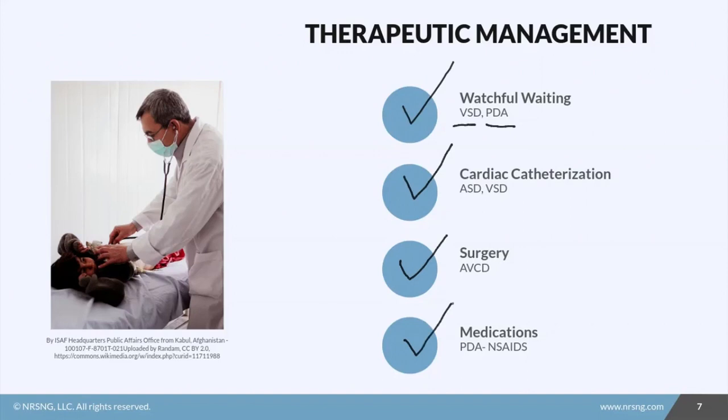Medications can also be used to close the patent ductus arteriosus. So if it doesn't close on its own while we're doing the watchful waiting, we can give NSAIDs to close it. I'm just going to explain how this works. Prostaglandins in the body are what keep the PDA open. And NSAIDs inhibit prostaglandin synthesis, so it allows that PDA to close. And this is why pregnant women shouldn't take NSAIDs, because we need that ductus arteriosus to stay open, because that ductus arteriosus is so important for fetal circulation.